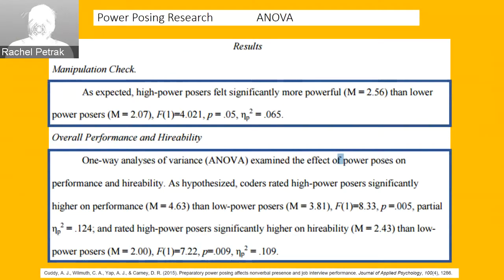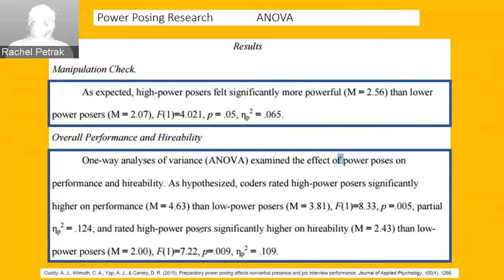And so it's used to examine the effect of power poses. They looked here at performance in the interview, and hireability as rated by the interviewers. This was an experimental situation, so it was technically a pretend interview. They found that the coders, the people coding hireability and performance, rated the higher power posers higher on performance. We see the same pattern in our sentence. They're saying high power posers are significantly higher on performance, with a mean, than the low power posers, with their mean. So we've got a similar format here.